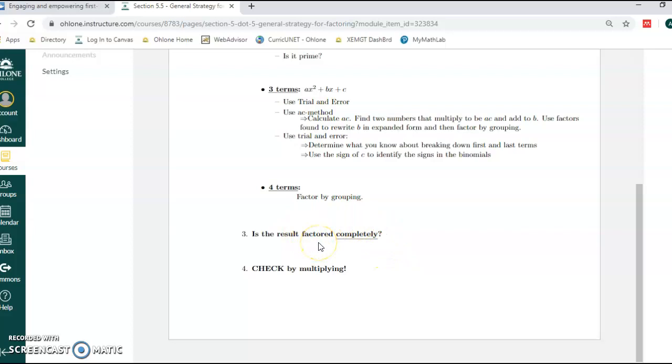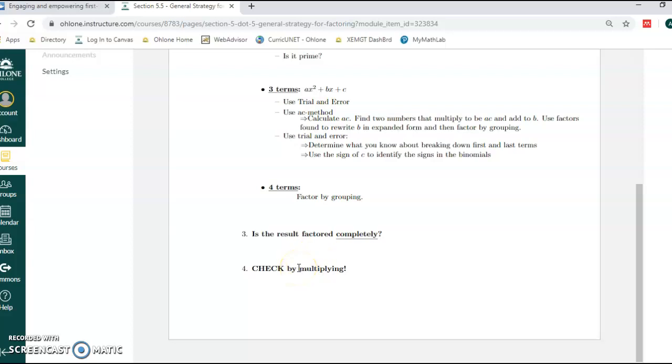The third step is really an important step that a lot of times gets overlooked, and you have to check to make sure that your polynomial is factored completely, that neither of your resulting factors when you're done still are differences of perfect squares or they don't have GCFs inside of them. You just want to check and make sure that they're completely done.